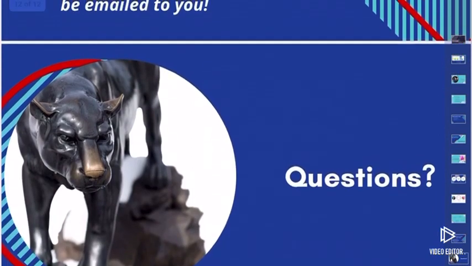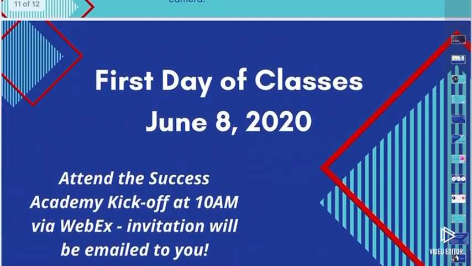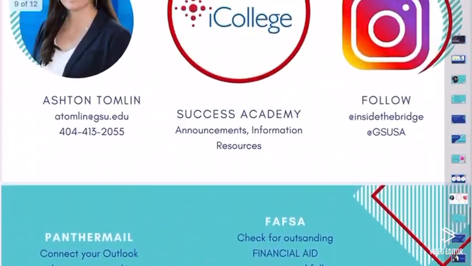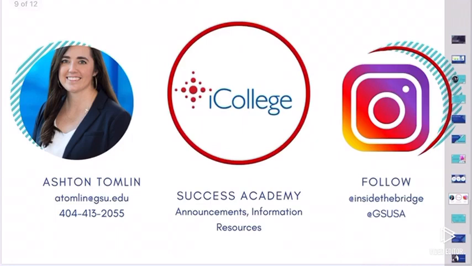And if you have any questions, I'm going to scroll back up to the page with Ashton's information. If you have any questions, please email Ashton Tomlin at atomlin@gsu.edu or contact her at 404-413-2055.